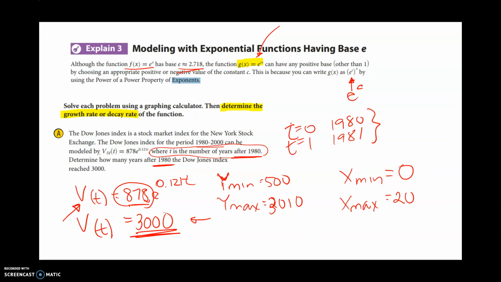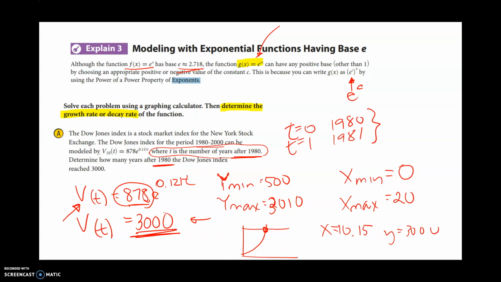I'll show you what the graph looks like. Maybe we won't hit the intersection. Oh, maybe we will. It's thinking. So the graph actually does this and this. So we want this intersection. Remember how we did that: second calc, going down to the intersect. First curve, yes. Second curve, yes. Guess. Here's my intersection. X equals 10.15 approximately. Y equals 3,000.